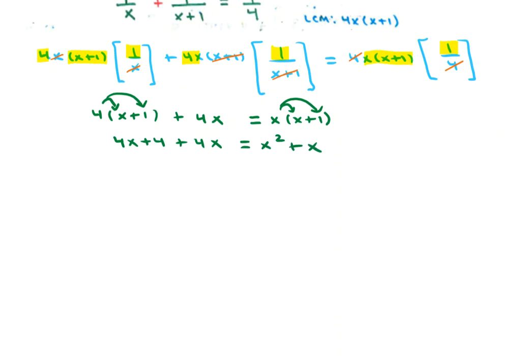And lo and behold, we have a quadratic equation staring at us. What we should do now is combine any like terms and set the quadratic equal to 0. So on the left, we'll have 8x plus 4. On the right, nothing to combine. But now what we're going to do is subtract 8x and 4 from each side. That gives us 0 on the left. On the right-hand side, we're looking at x squared minus 7x minus 4.